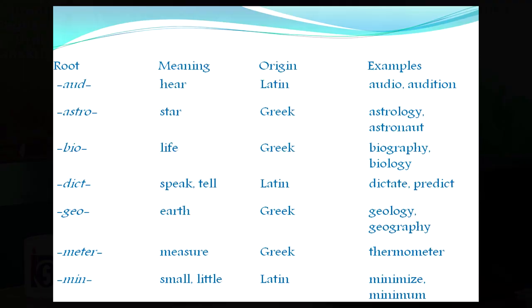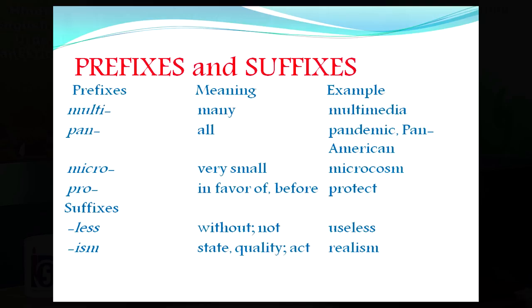For example, the words audio, astro, these root words are given here. You can learn roots and then it will be very easy for you to learn the words related to that root. Likewise, prefixes and suffixes. There are some prefixes which make the opposite, like regular, irregular, visible, invisible, numerable, innumerable. So, when these prefixes are added to the word, they become the opposite of the word, honest, dishonest.